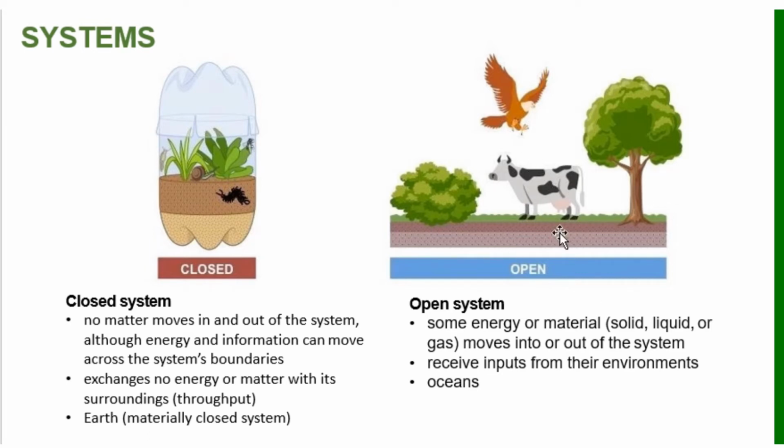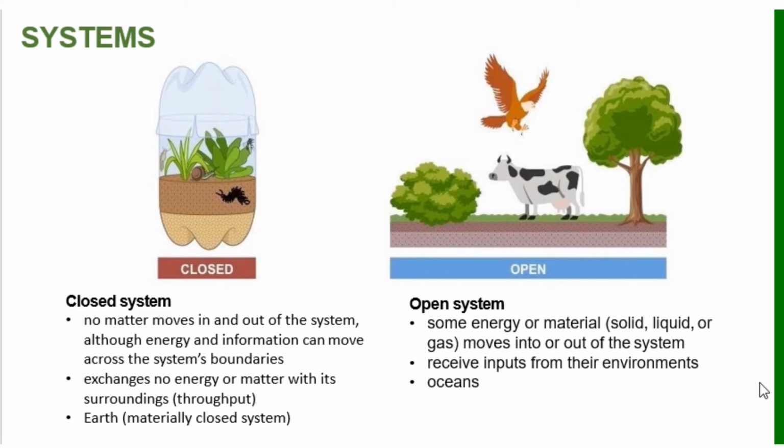The second one, we have the open system. So if you try to observe, this is very open, not closed. Technically, our environment works here, no? So we are living in an open system. By definition, in an open system, some energy or material such as solid, liquid, or gas moves into or out of the system. So it will go inside and go outside.